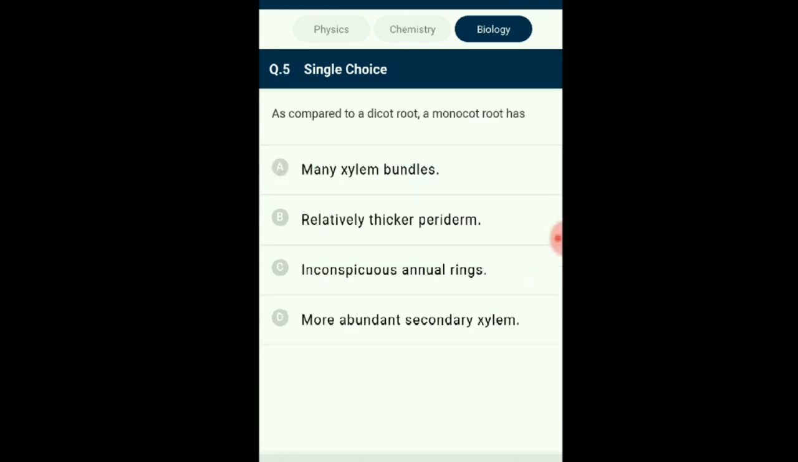Question number 5. As compared to a dicot root, a monocot root has. Vascular bundles in a monocot root are arranged radially, having many bundles each of xylem and phloem. This type of arrangement is basically called polyarch, with xylem in exarch condition. So the answer is option A, more xylem bundles.